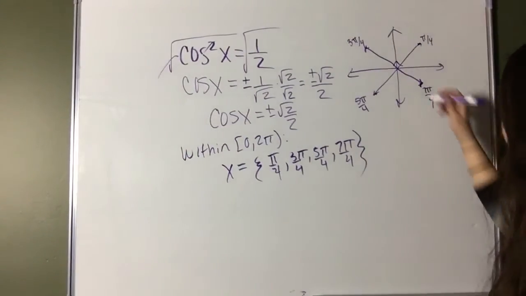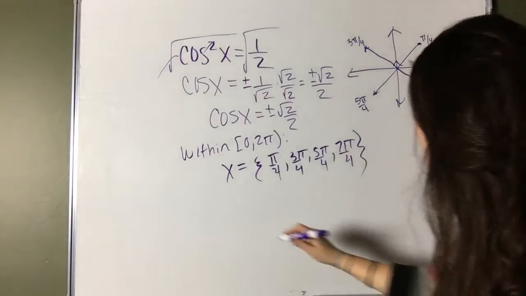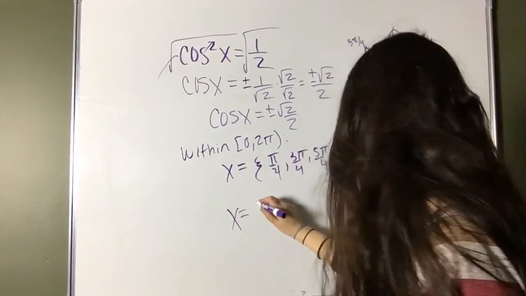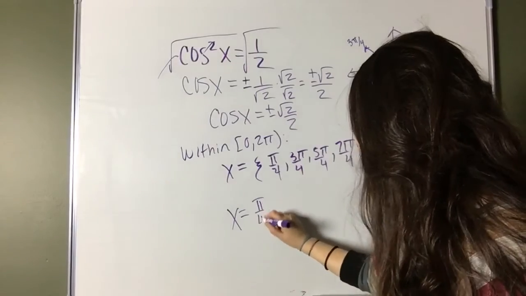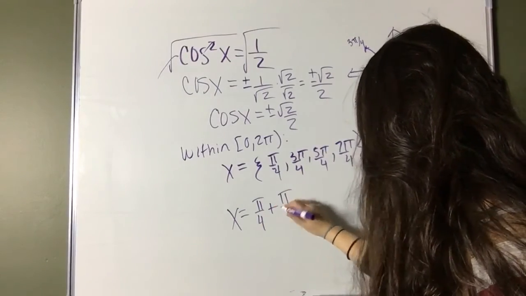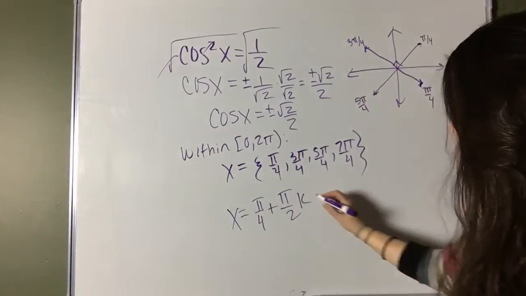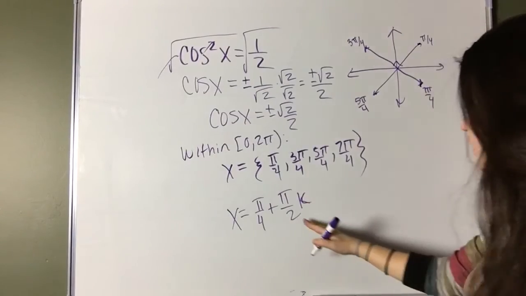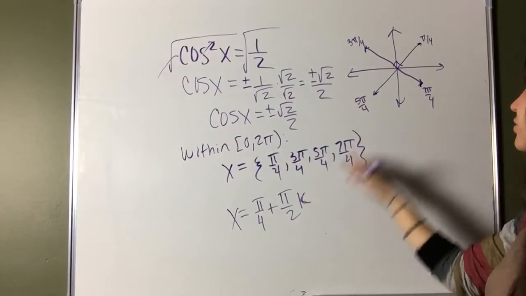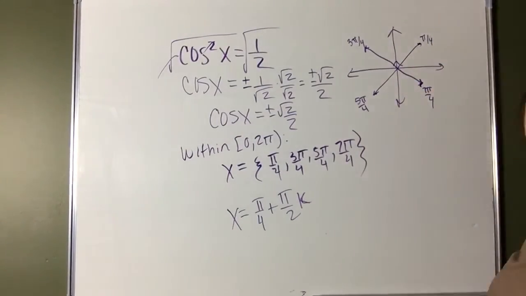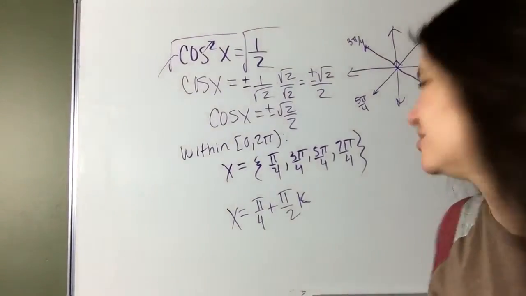So what we can do is say that x is equal to pi over 4 plus pi over 2 k, which just means we can add any multiple of pi over 2 to pi over 4 to get all of the infinite solutions that exist for this.